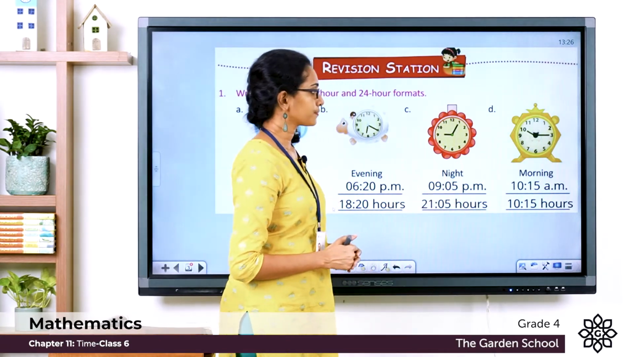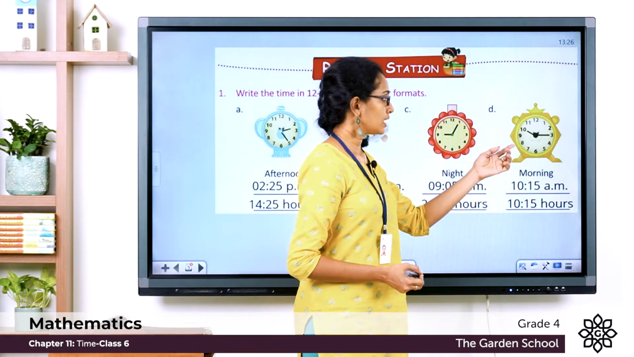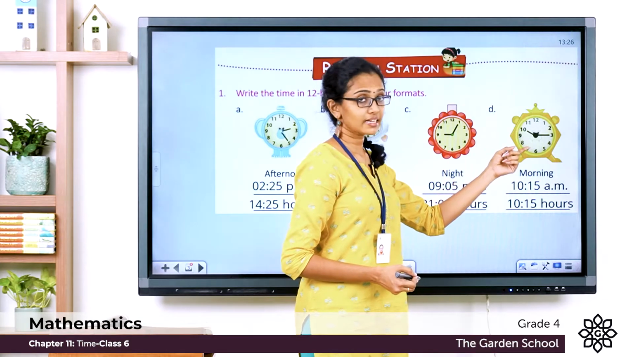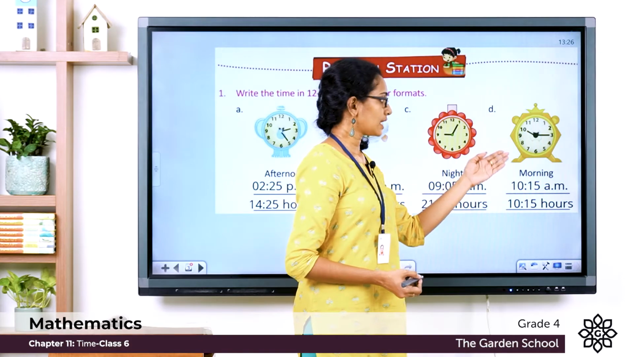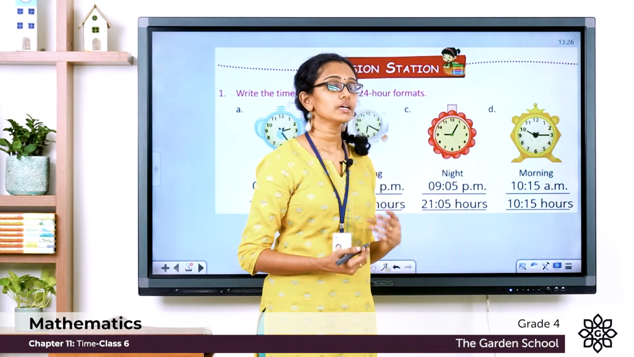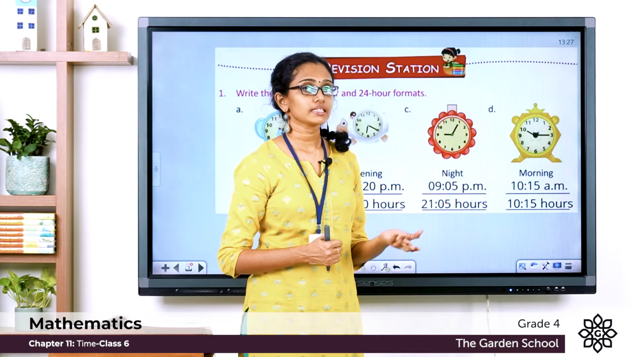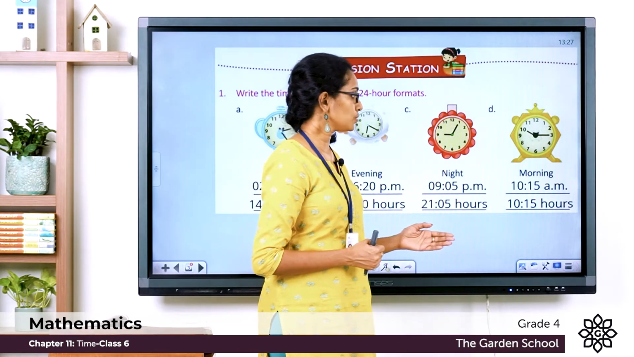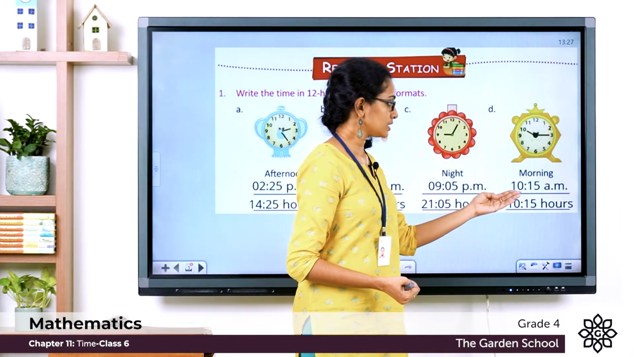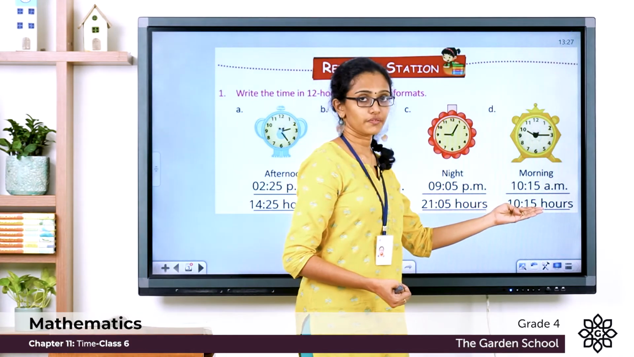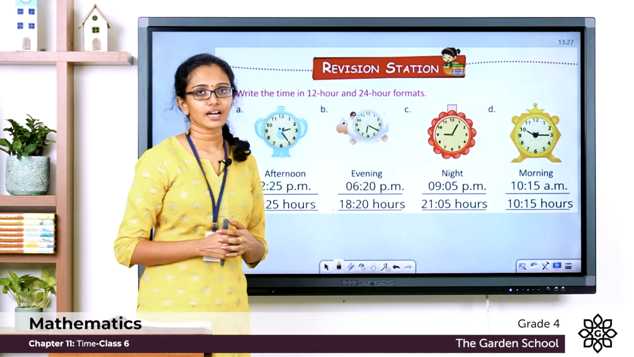Now, the fourth one. Here it is morning. The clock is showing the time in the morning and the hour hand is pointing to 10, minute hand pointing to 3. So, it is 10:15 AM or 10:15 in the morning. The equivalent in 24-hour format is, since it is morning before 12 o'clock in the noon, the time is 10, then the 15 minutes. So, it is 10:15 hours. I hope these questions are clear to you.